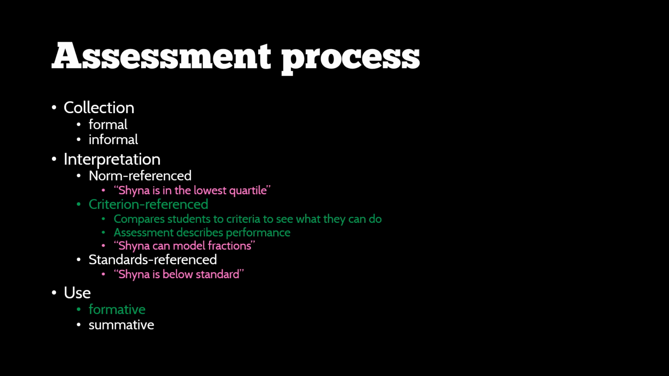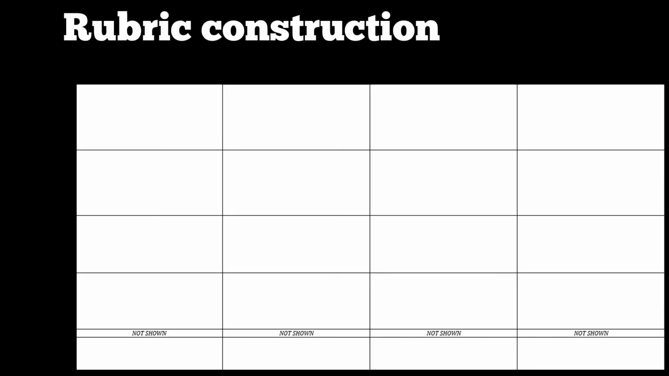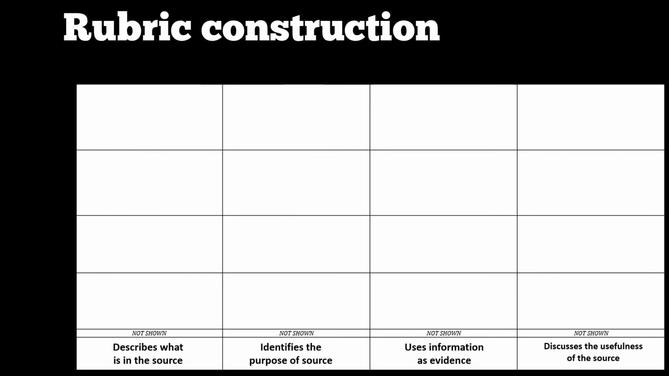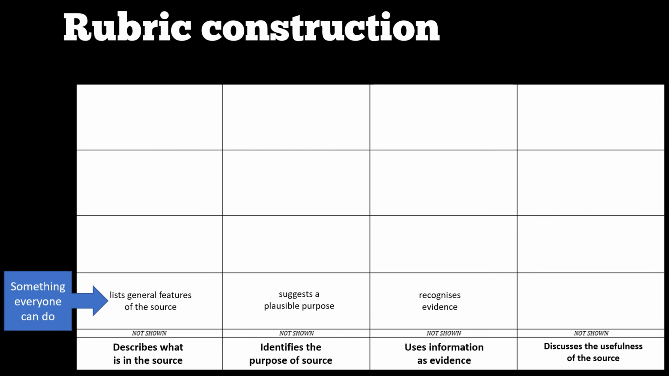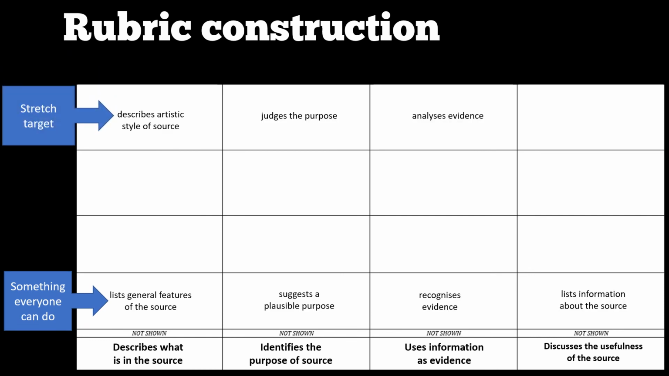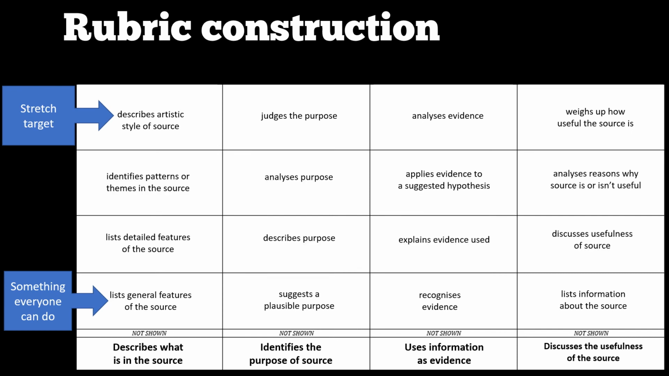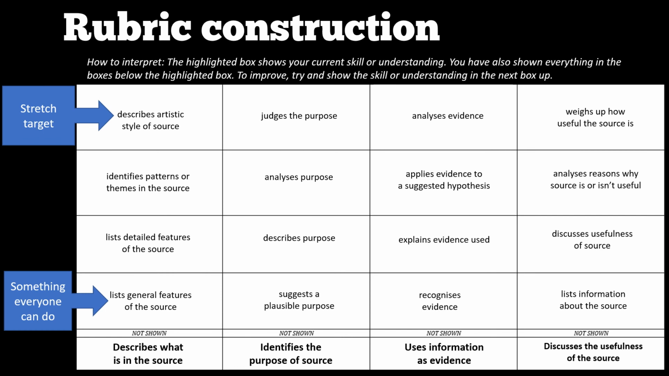So just a real quick look at rubric construction, and this video should be watched in conjunction with the other video about rubric writing advice. Remember that we have our skills written as verbs at the bottom. The bottom level is something that everyone in the class should be able to do. The top level is something that should be a stretch target even for your most capable students, and then you fill in the middle levels with typical stopping off points for students of different ability, and it's okay if there are big gaps in there.